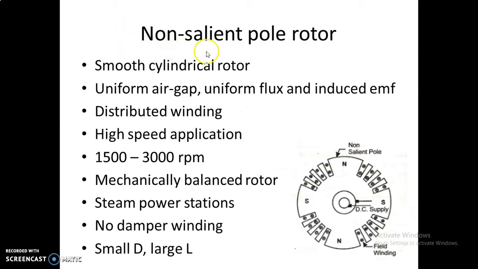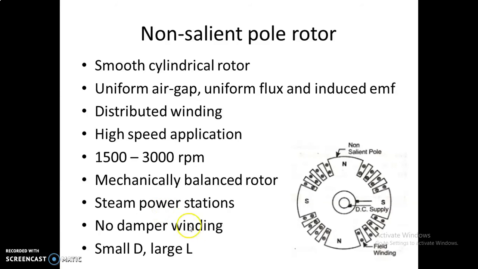The next type is the non-salient pole rotor. They are called non-projecting pole type or smooth cylindrical rotor. In the case of the non-salient pole rotor, the air gap is uniform. Rotor winding is distributed. Flux is uniform, EMF induced is also uniform, so that we can go for high speed application. The rotor is mechanically balanced. The speed range is from 1500 to 3000 RPM. This type of rotor is mainly used in steam power stations and gas power stations.